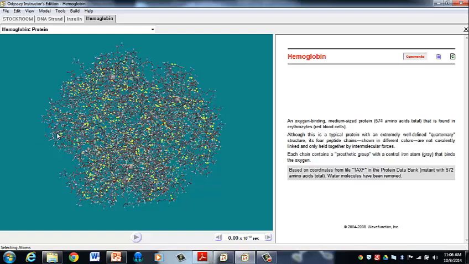And guess what? If you're missing one of those hydrogen bonds, it could cause the whole shape to be thrown off, and you can get diseases like sickle cell anemia, where hemoglobin just doesn't have quite the right shape, and it can drastically alter people's lives.